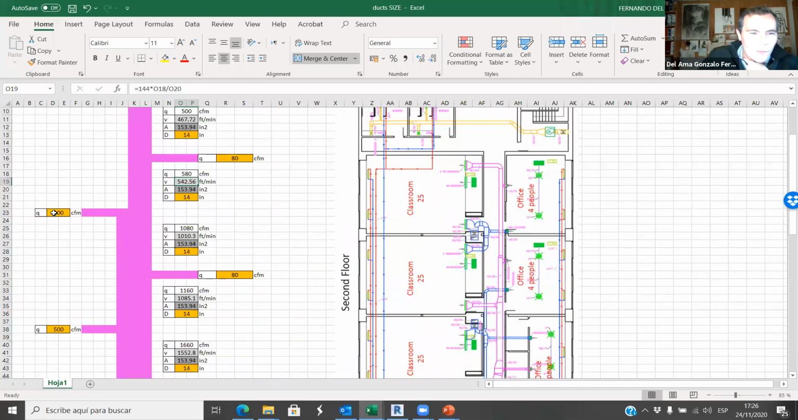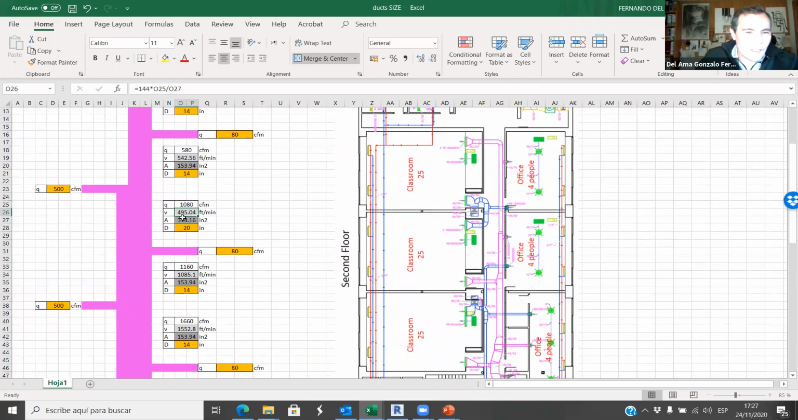What about here? Here we are adding 500 CFM, and the velocity here is 1,000. No, it doesn't work. So let's make it 18. Okay, if we make it 18, this is 600. I think 20 would be better. Yeah, 20 is better because now here we have 495.